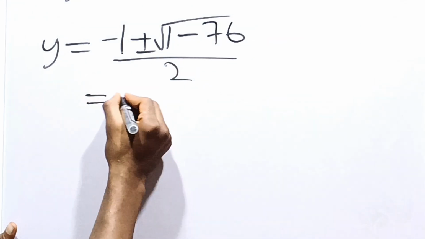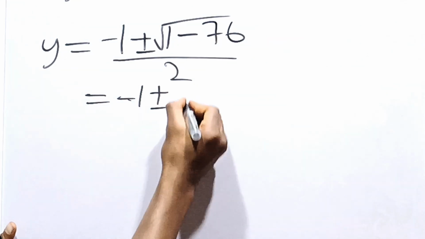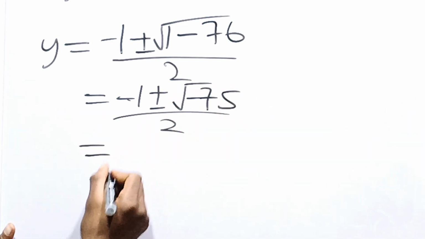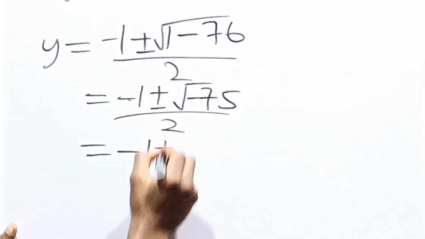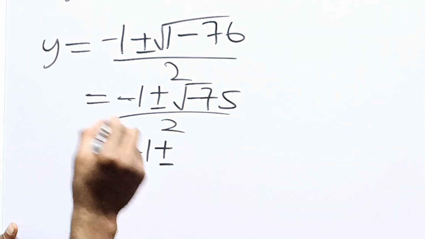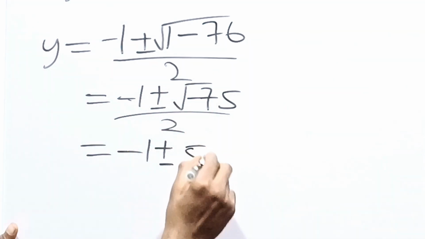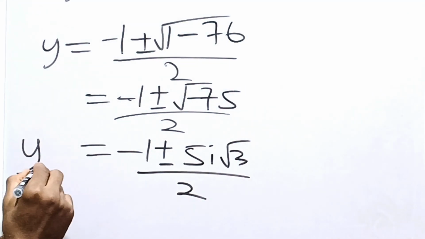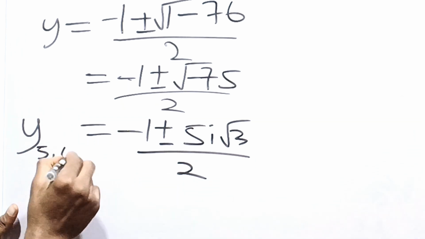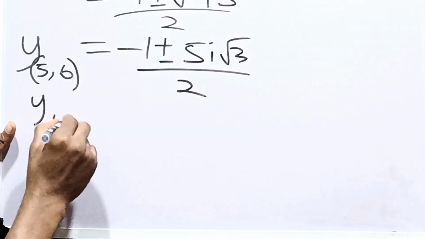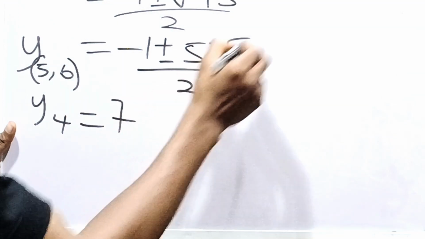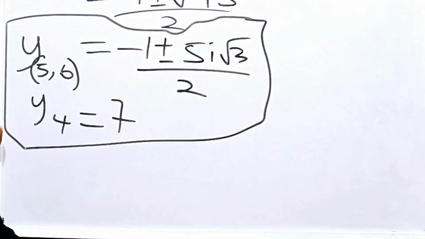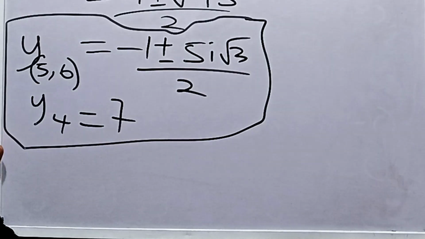So this is equal to minus 1 plus or minus root of negative 75, divided by 2. This is equal to minus 1 plus or minus 5i root 3, divided by 2. So these are y5 and y6. Remember that our y4 is that y is equal to 7, plus the other answers which we've gotten before. So these are the answers for x in this question.